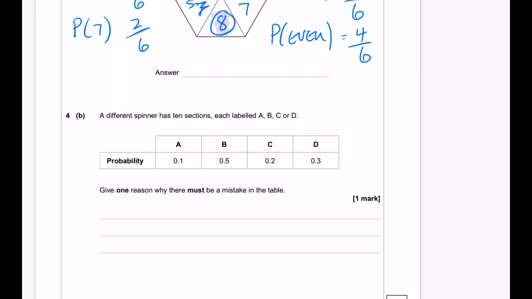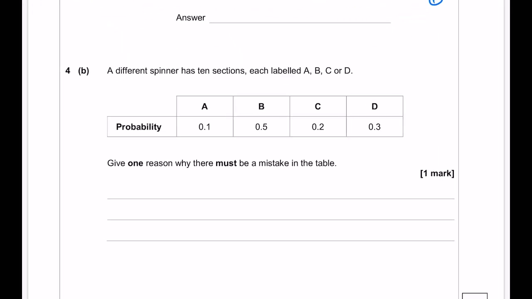Okay, so that's question 4. Question 4b. We need to remember, out of all the possibilities, what do they add up to? Okay, and now we should know that.